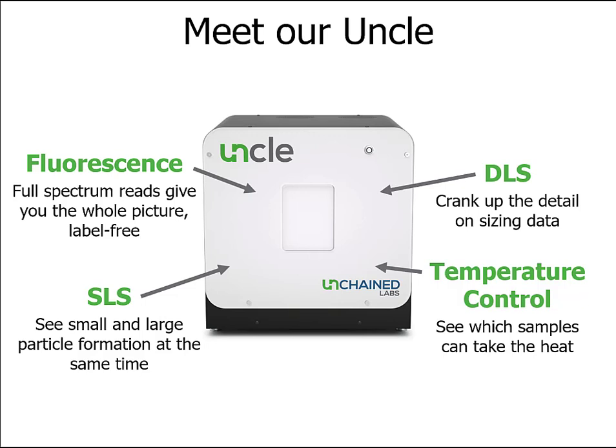Lastly, Uncle also combines temperature control with these 3 detection methods, so you can run samples at room temperature, elevated stable temperature, or across any of a variety of heat ramps and understand how your proteins unfold and change in response to stress.